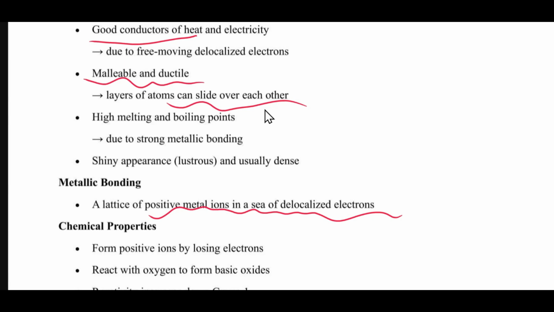Another important property of metals is that they are shiny, compared to the non-metals that have dull colors. Metals have a shiny, lustrous appearance, and usually they have very high density. Among all the metals, the most dense are the transition metals. So metals have high density also, and they have a shiny appearance.